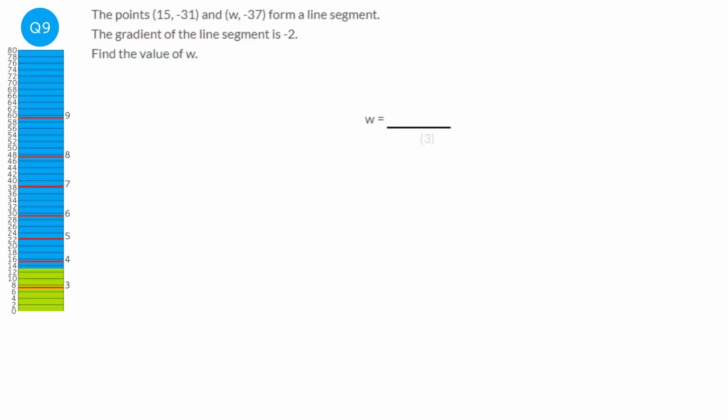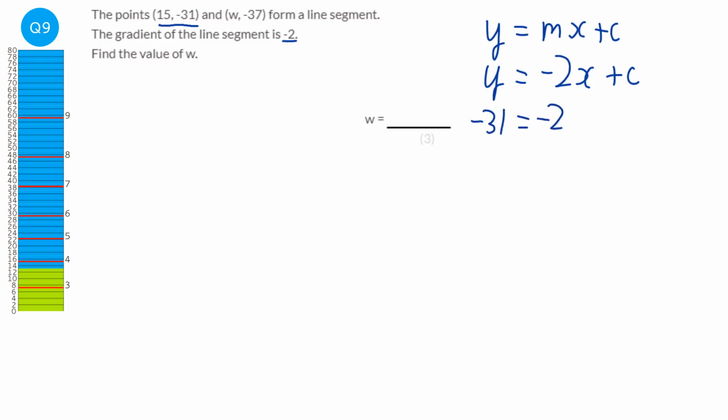So we're going to start by understanding that all lines can form an equation y equals mx plus c, with m being the gradient and c being the y-intercept. It says here the gradient is -2, so we've already got a bit of a head start with this, but we don't know what the y-intercept is. So we're going to use this first set of coordinates to work out what the y-intercept is. So y is -31 and x is 15, and we're going to use this to solve and find out what c is.